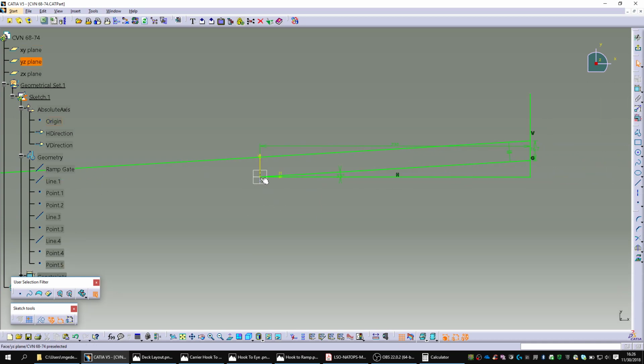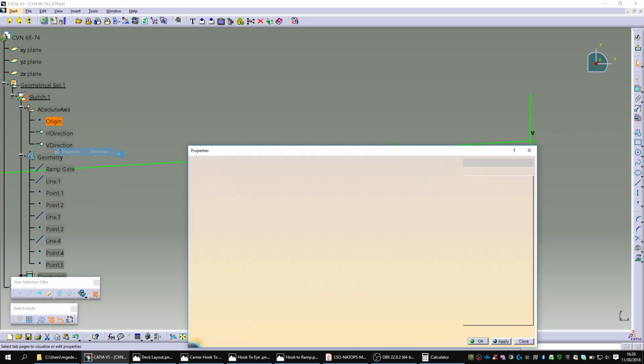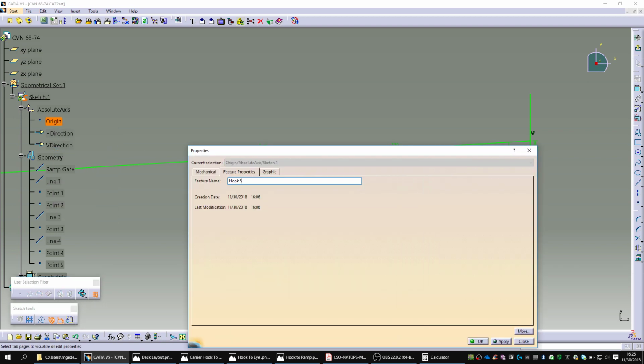In fact, let's go ahead and label those. So let's find our first point here. Let's just call the origin up here. We'll call that the hook strike point.